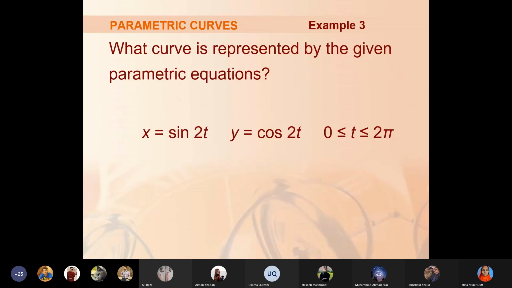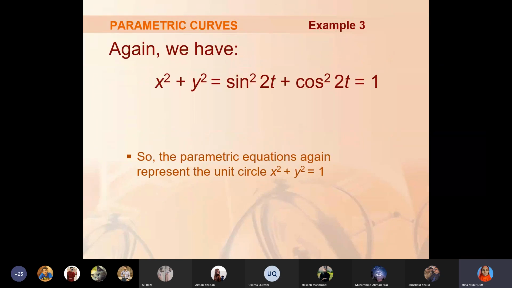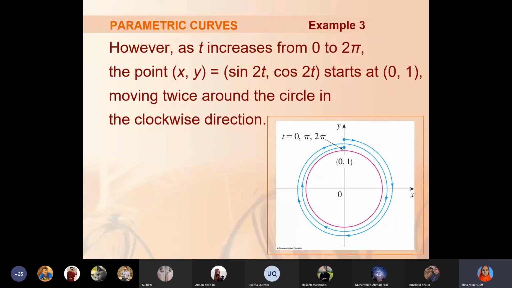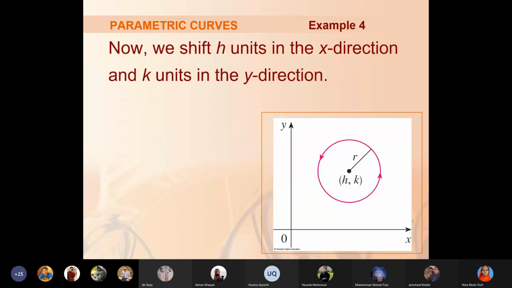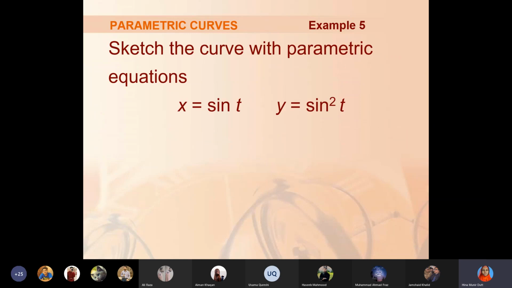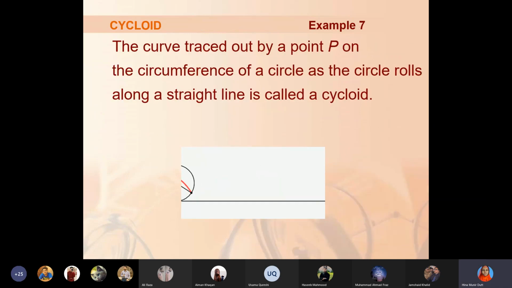So we have seen that examples 2 and 3 represent the same curve, but in example 3 that same curve, that is a circle, is traced twice. In parametric equations you have a directed curve. Hope you have done example 4. Now this is example 7.